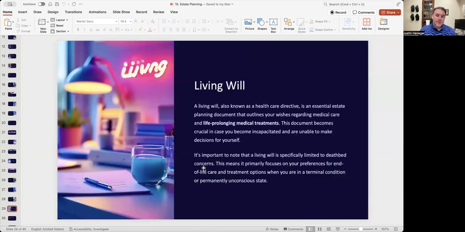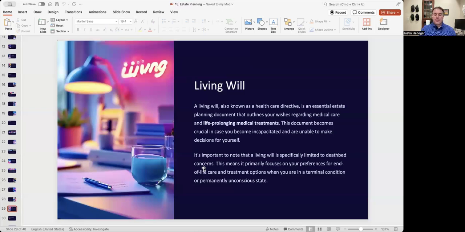Now, that is different. A healthcare power of attorney is different than a living will. A living will is basically outlining, will life continuing treatments be needed? The individual who has a living will has been given the authority to make a decision regarding one person's life if they are unable to make that on their own.